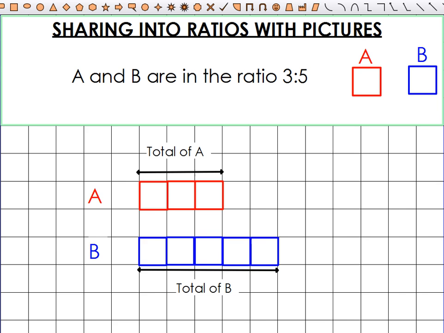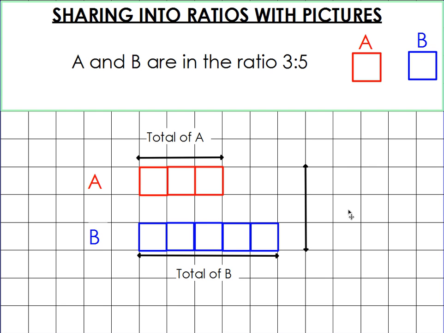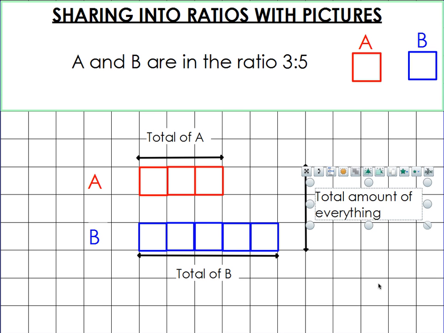There's 2 more dimensions, I suppose, that we could put in here. Our first one would be the whole thing all together, and it's going to be all of these boxes. Now, all of these boxes all together is going to be the overall total of the whole thing. So the total amount of everything.